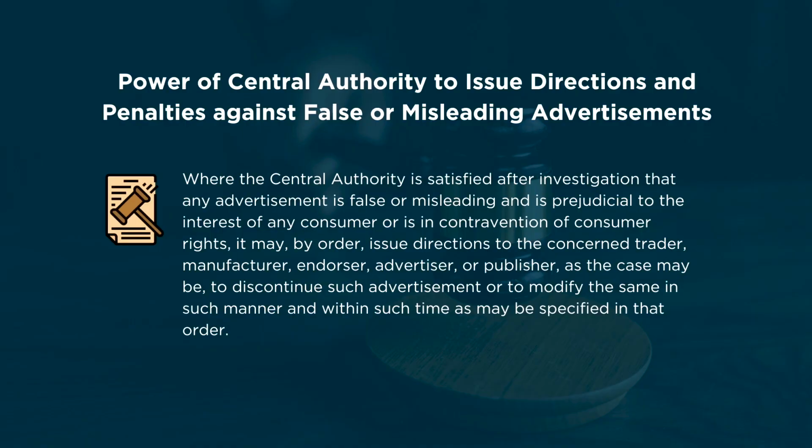Where the central authority is satisfied after investigation that any advertisement is false or misleading and is prejudicial to the interests of the consumers or is in contravention of consumer rights, it may, by order, issue directions to the concerned trader, manufacturer, endorser, advertiser, or publisher, as the case may be, to discontinue such advertisement or to modify the same in such manner and within such time as may be specified in that order.